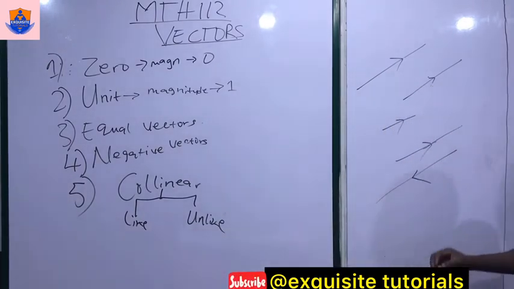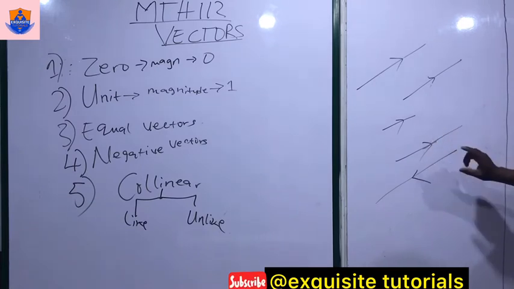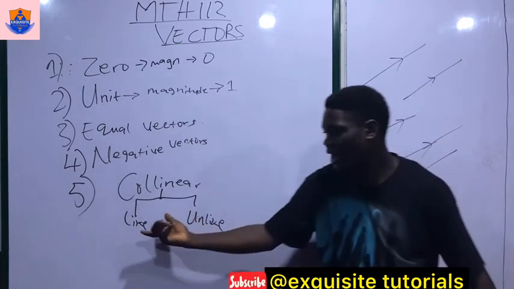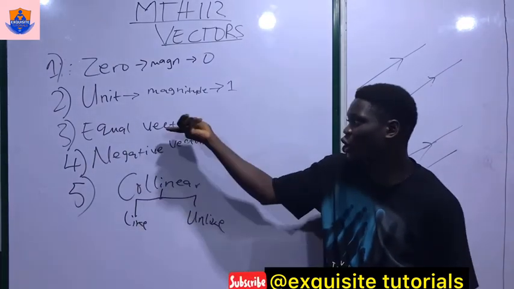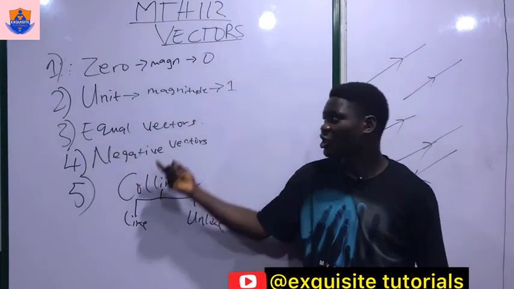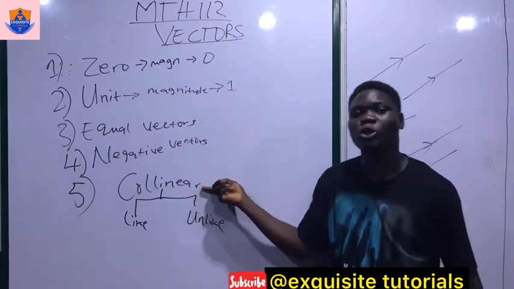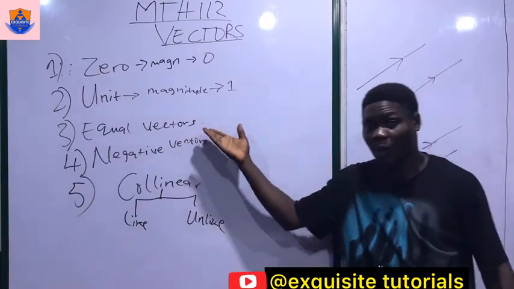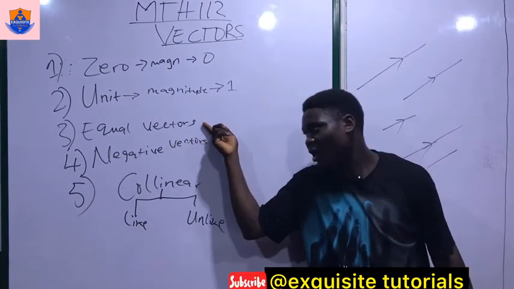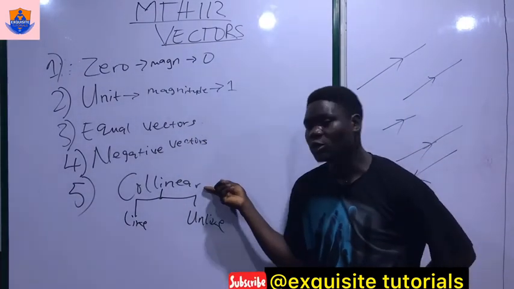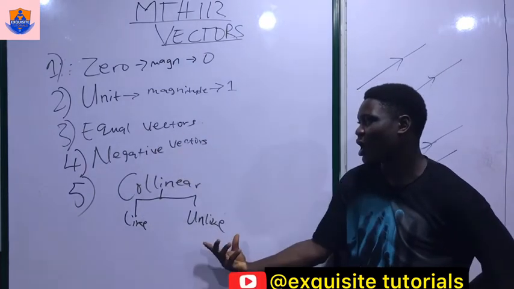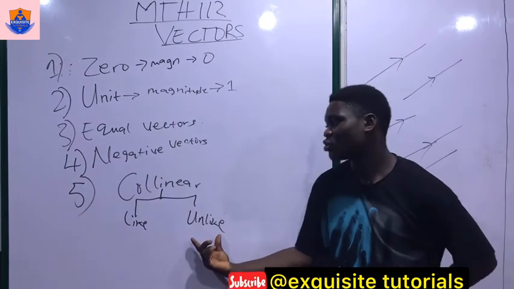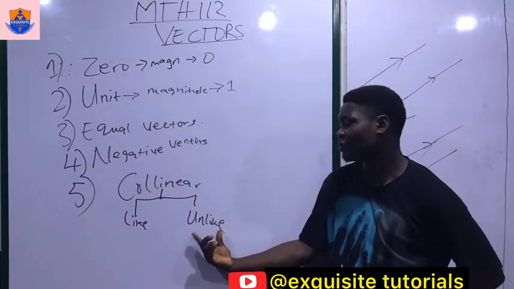So it means that all equal vectors are like vectors. All equal vectors are actually collinear because they are equal and they have the same direction, meaning that all equal vectors are parallel. So if all equal vectors are parallel, they are also collinear. But not all equal vectors are unlike. Equal vectors must have the same direction, but unlike vectors have different directions.